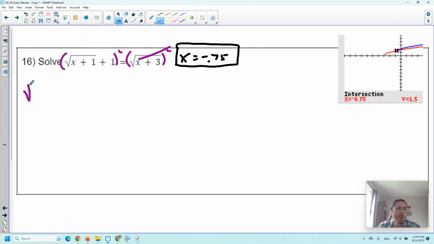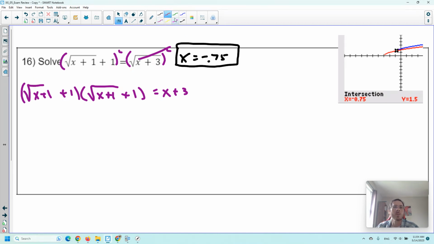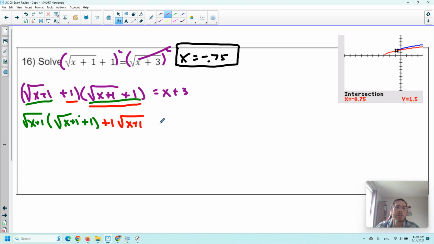If you wanted to go the long route, this would be square root x plus 1 times square root x plus 1 plus 1. Other side, I'm just left with x plus 3. So that side's pretty nice. So what I've got here is I've got another double distributive question, though. So I've got to do square root x plus 1 times square root x plus 1 plus 1. Then I got 1 times all this. So plus 1 square root x plus 1 plus 1.